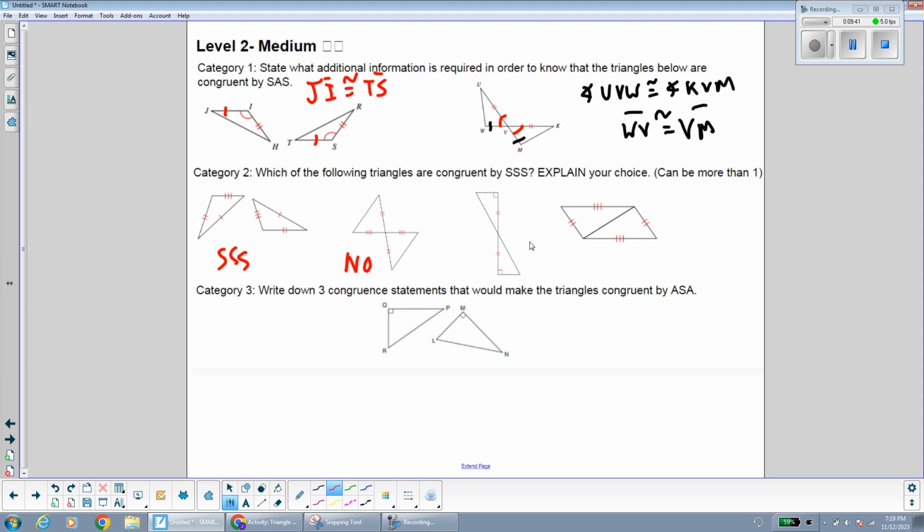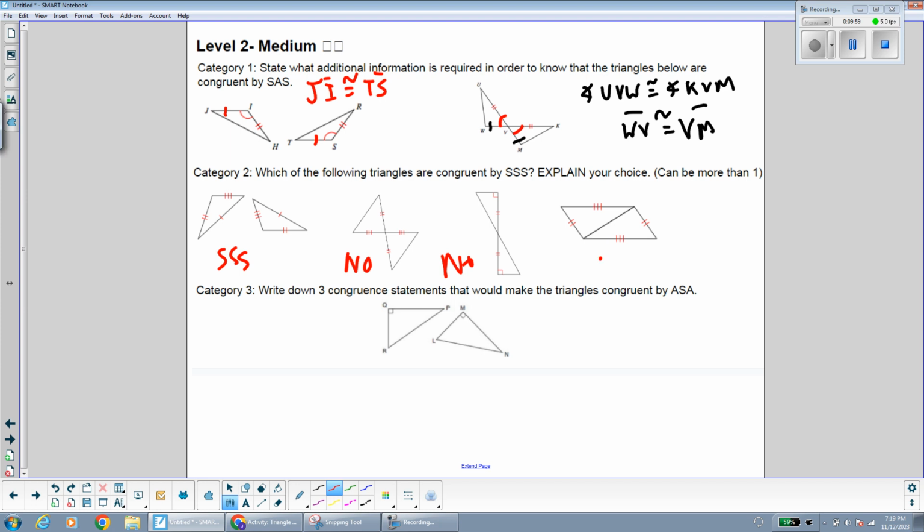Over here, I'm going to put no. All we have is one side on each of these triangles that's congruent to each other. You do have the angles, the right angles, and you do have vertical angles. So that would be ASA. That would not be side, side, side.